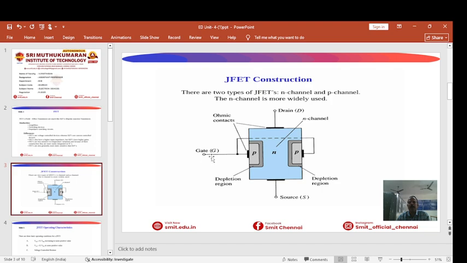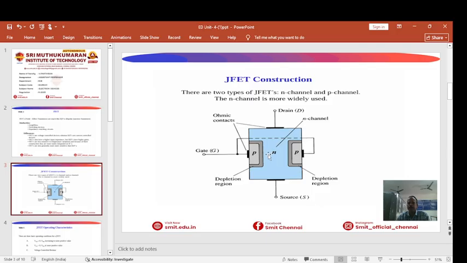Now we can see the FET construction. Generally, if you say FET, it is nothing but the JFET, which is called the junction field effect transistor. There are two types of JFETs based on the channel: one is called N channel, another is called P channel. But here also N channel is more popular and very widely used because, as I already told you, holes have less mobility compared with electrons. Electrons have higher mobility, around 1.8 times faster than holes. So N channel type is more popular in FET.